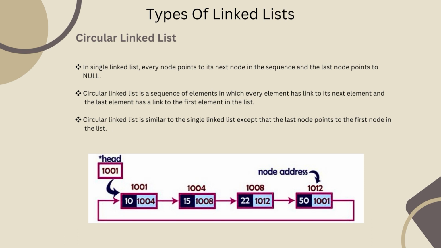For example, in the diagram we can see that head is pointing to the first node. Head contains the address 1001. 1001 is the address of the first node. The address part, or link part, of the first node is pointing to the second node. Likewise, the address part of the last node again contains the address 1001, indicating that it contains the address of the first node.